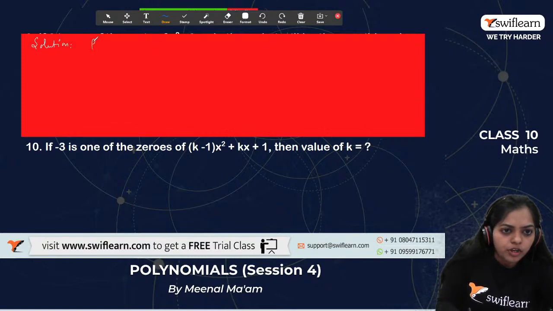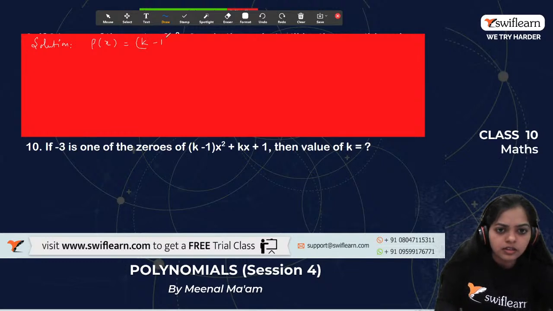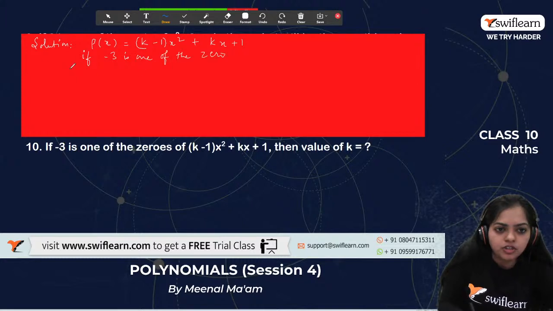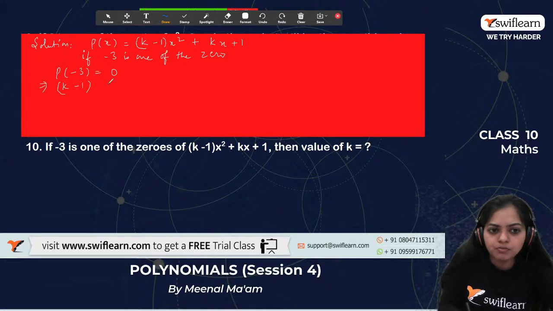So the given polynomial is p(x) equals (k minus 1)x square plus kx plus 1. If minus 3 is one of the zeroes, then we know that p(minus 3) is equal to 0. That means (k minus 1) times minus 3 square plus k times minus 3 plus 1 is equal to 0.